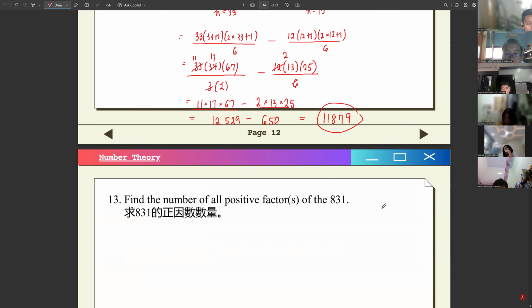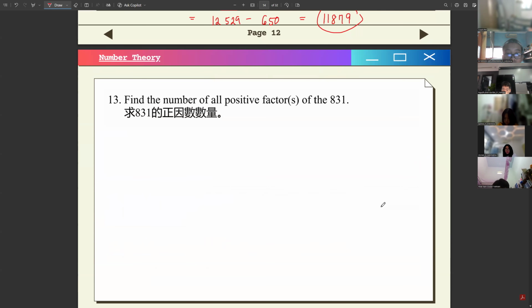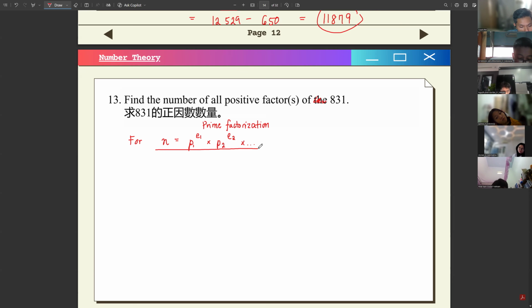So let's have number 13. Find the number of all positive factors of 831. Now, we have a formula for this also. If we have a number n, which we can break down as a product of its prime factors, in other words, its prime factorization, you can represent it as prime number 1 raised to some exponent 1 times prime number 2 raised to some exponent 2, and so on, depending on its number of prime factors.